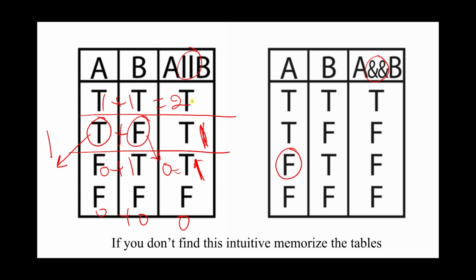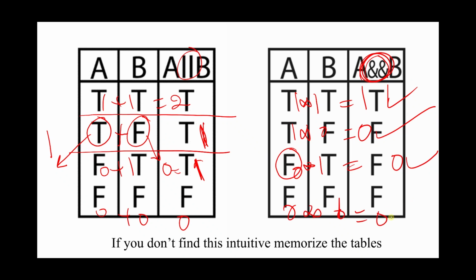This one, multiplication. The AND is multiplication. 1 times 1 equals 1. True. 1 times 0 equals 0. False. 0 times 1 equals 0. False. 0 times 0 equals 0. False. Right? So you think about the logical AND as the multiplication and the logical OR as the addition.